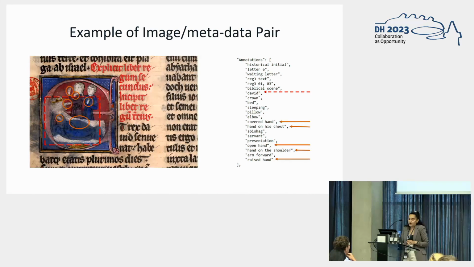So while there are often multiple people represented in an image, the metadata usually only has one name assigned to it. And when it comes to the hand gestures, each image is annotated with between 1 to 7 annotations. And there's a specifically interesting class here, which is the covered hand, where we have to classify a hand that cannot be seen.